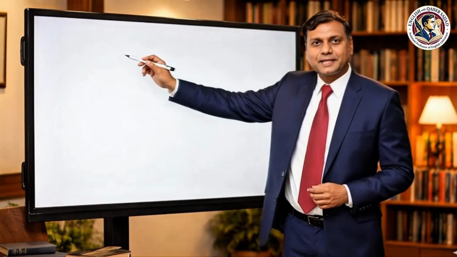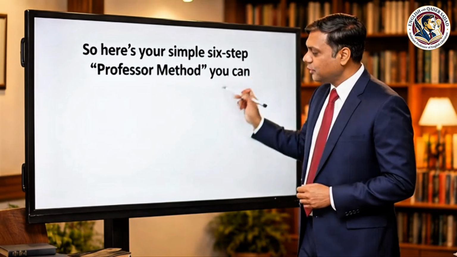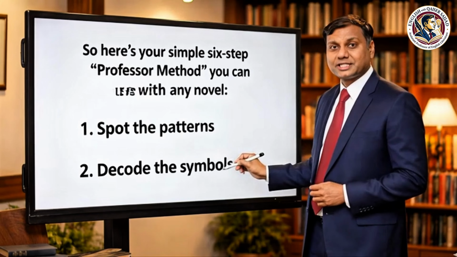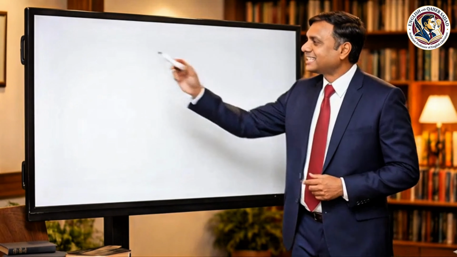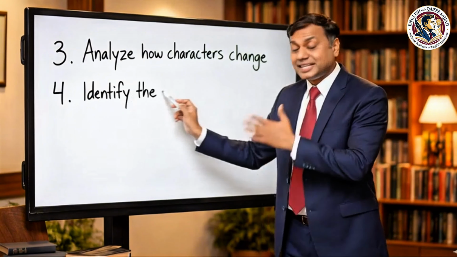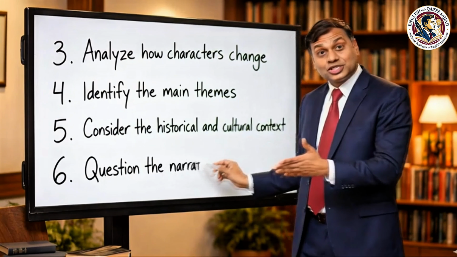So here's your simple 6-step professor method you can use with any novel. First, spot the patterns. Second, decode the symbols. Step 3, analyze how characters change. Step 4, identify the main themes. Step 5, consider the historical and cultural context. And step 6, question the narrator.